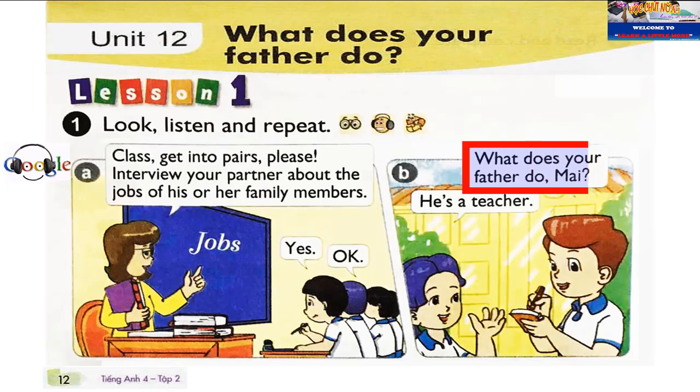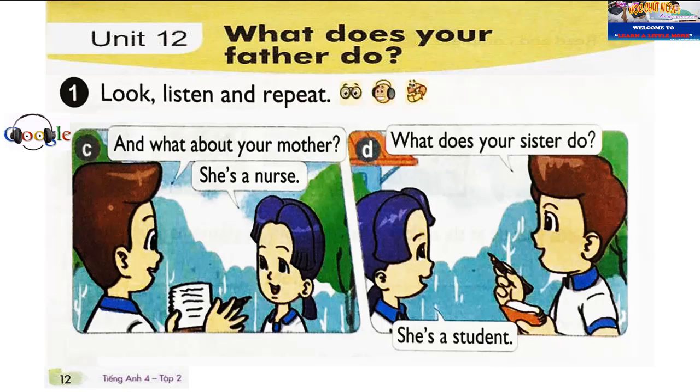B. What does your father do, Mai? He's a teacher. C. And what about your mother? She's a nurse. D. What does your sister do? She's a student.